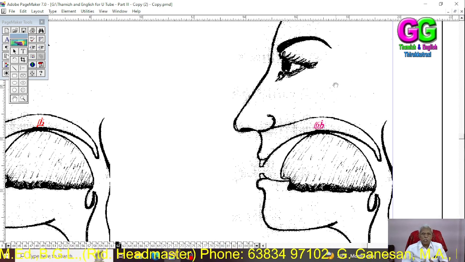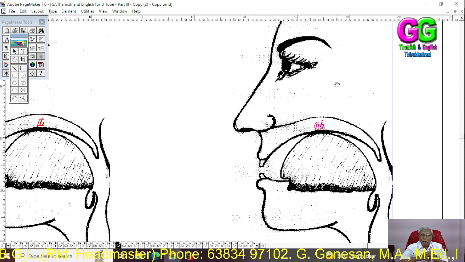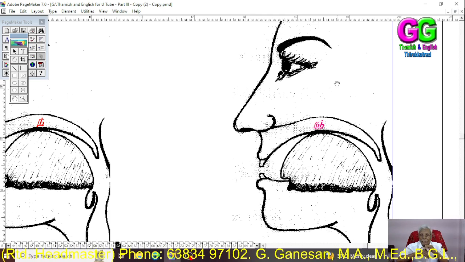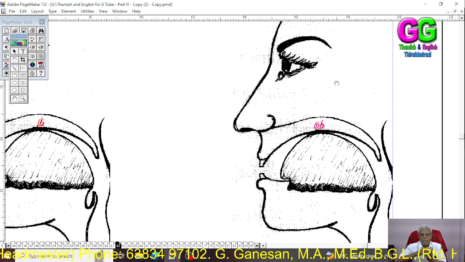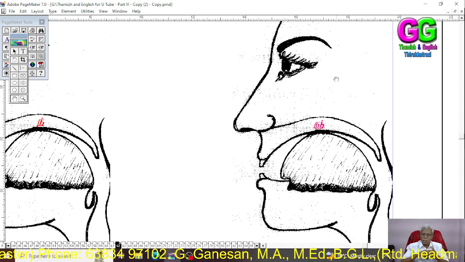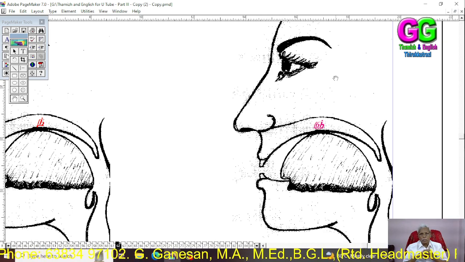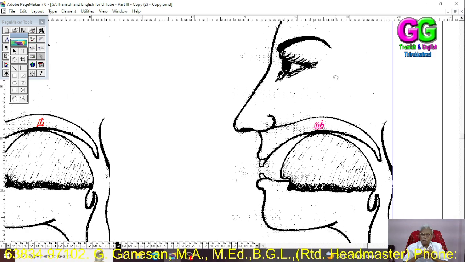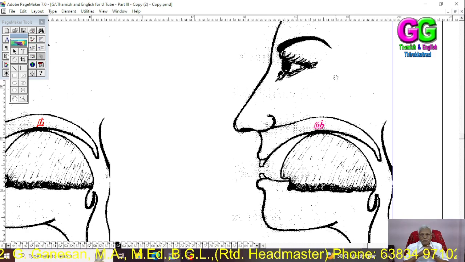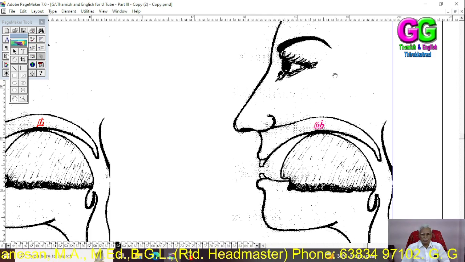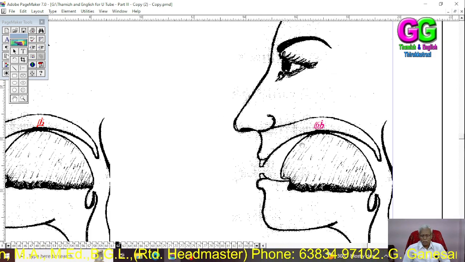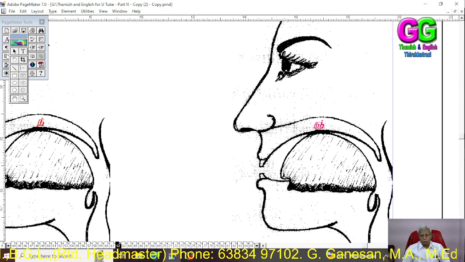It is produced by making a tight contact between the center of the tongue and the middle of the roof of the mouth, and sounding. You see, this is the center of the tongue. This is the middle of the roof.